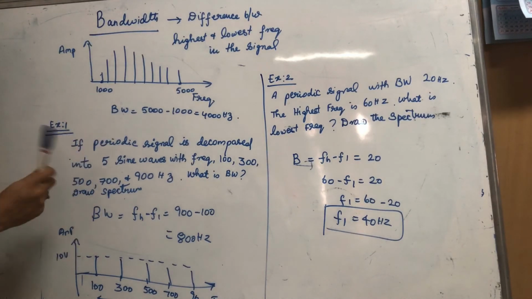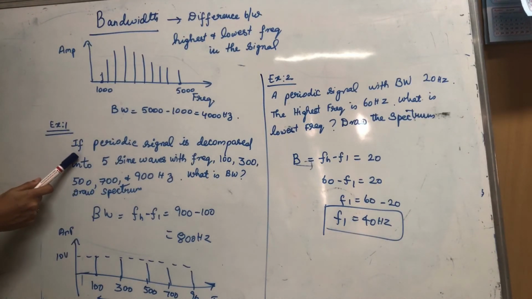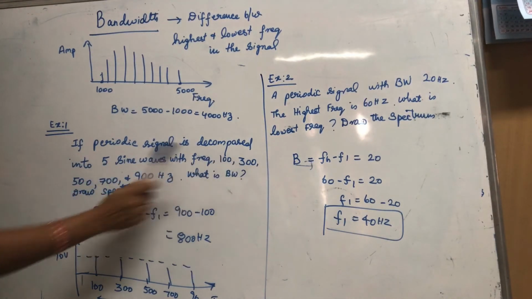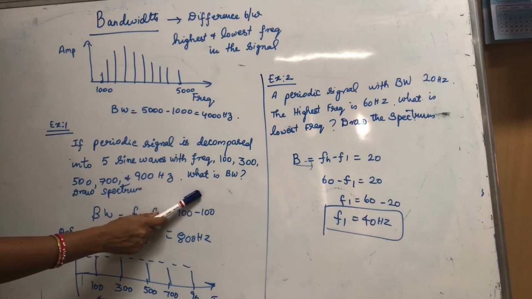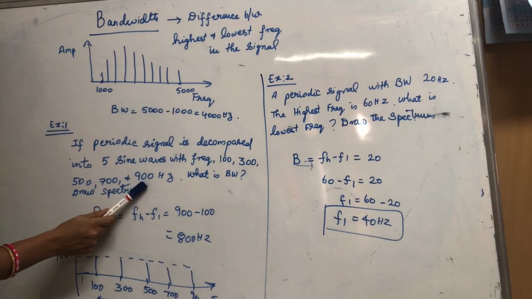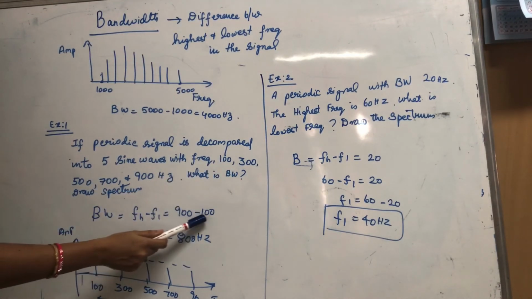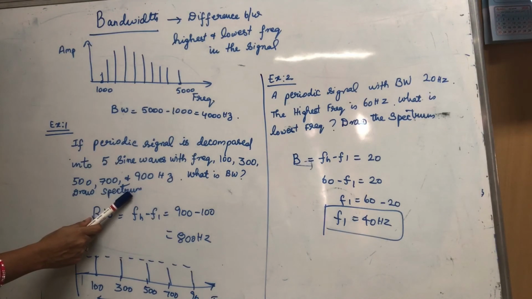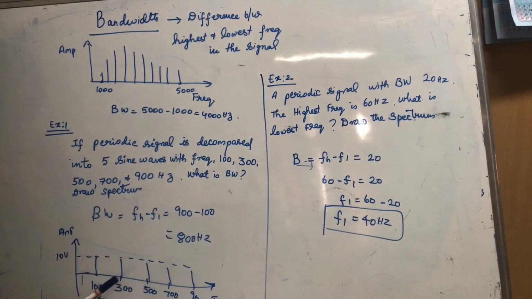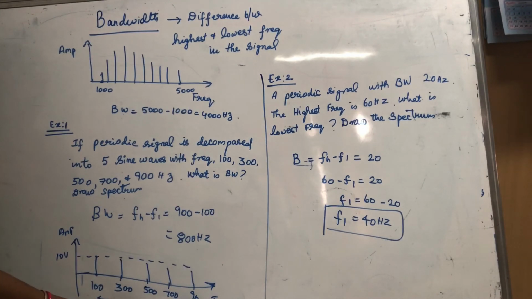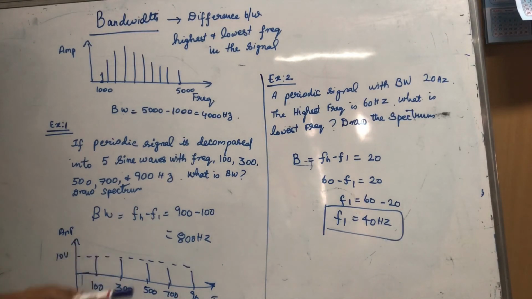We will see two examples of finding the bandwidth. If a periodic signal is decomposed into 5 sine waves with frequencies 100, 300, 500, 700 and 900, what is the bandwidth? You also have to draw the spectrum. First we find the bandwidth. The highest frequency is 900 and the lowest frequency is 100, so when we subtract, we get 800 hertz. To draw the spectrum, all the frequencies have the same amplitude, so I have given the same amplitude of 10 volts for all the curves. In the frequency domain representation, 900 minus 100 gives a bandwidth of 800 hertz.